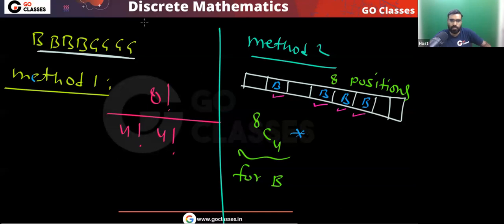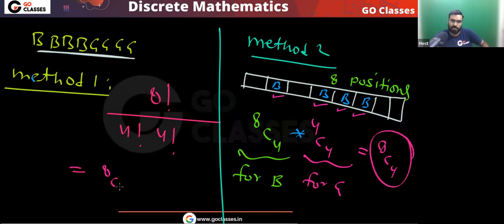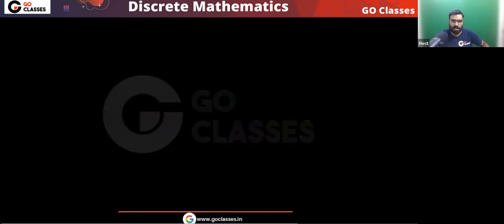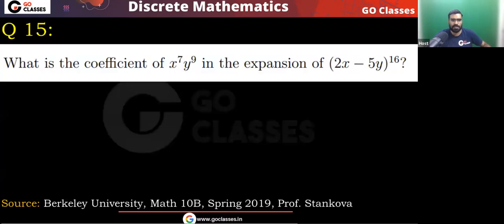In the remaining positions, automatically who will go? Gold will go. In the remaining, automatically gold will go. Or I can say 4C4 for G. So your answer is 8C4. This is your answer, and actually this is also the same as 8C4. Very simple question. Now let's move on. Let's see question number 15.